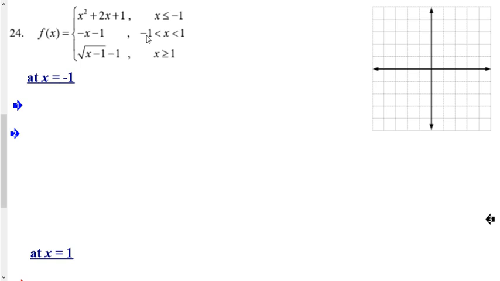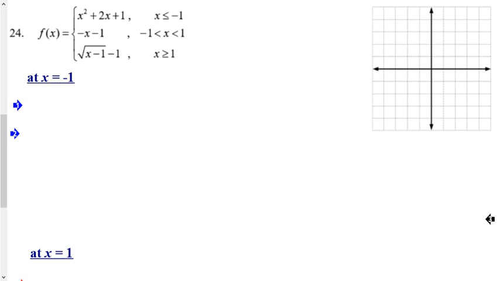Here, this radical function is only defined when x is greater than or equal to 1, but it's continuous wherever x is greater than or equal to 1. So this part of the definition is also good. Again, I'll just need to test when x is equal to 1, will this piecewise function be continuous or not?